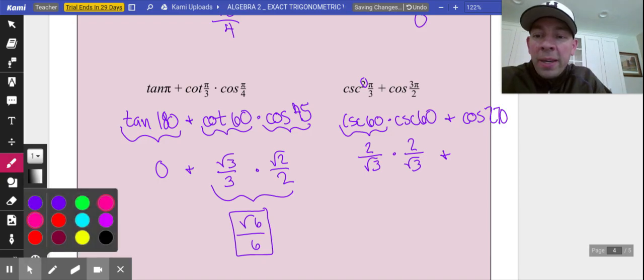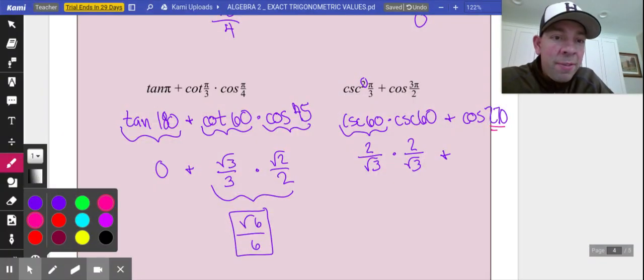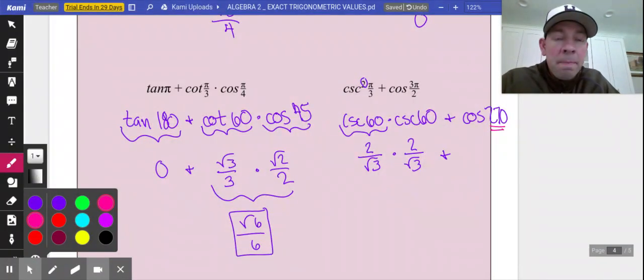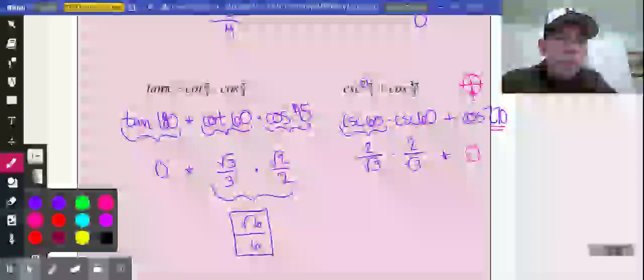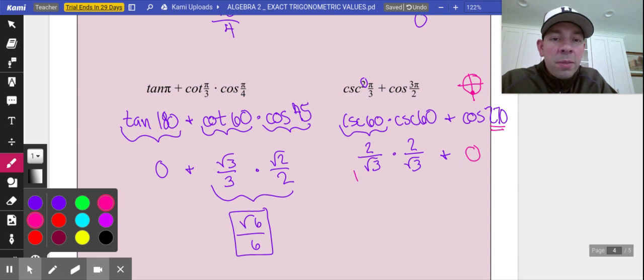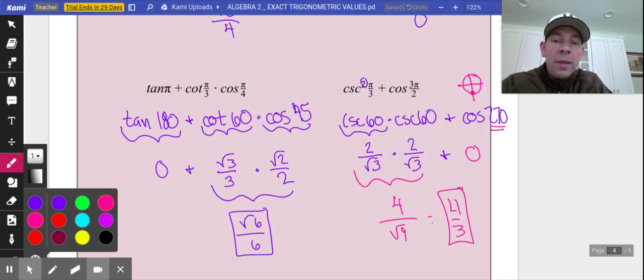Now, the most important thing I want to drive home here is remember 270 is a quadrantal angle, right? So picture the x-coordinate on the unit circle, and you can even draw your own unit circle if you want and say, what's the x-coordinate right here? I think it's a 0, right? Okay, so just multiply these two bears, you'll get 4 over radical 9, which makes 4/3. And that's your final answer right there.